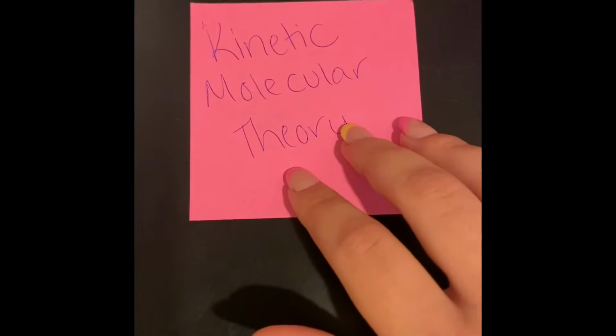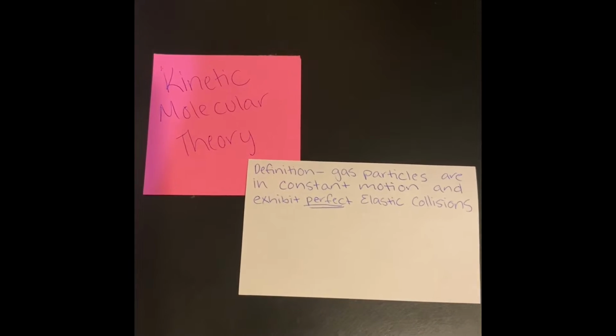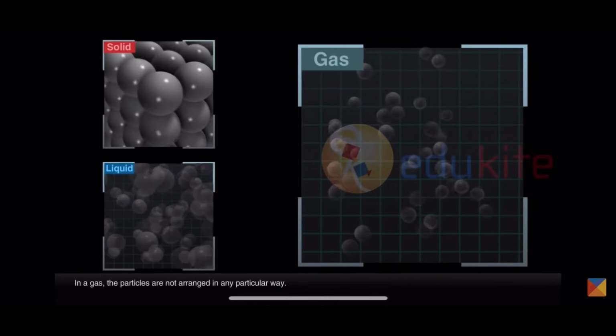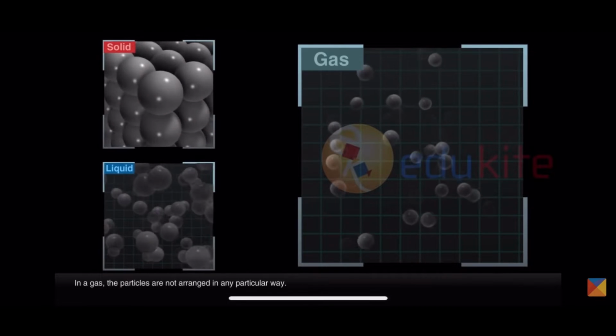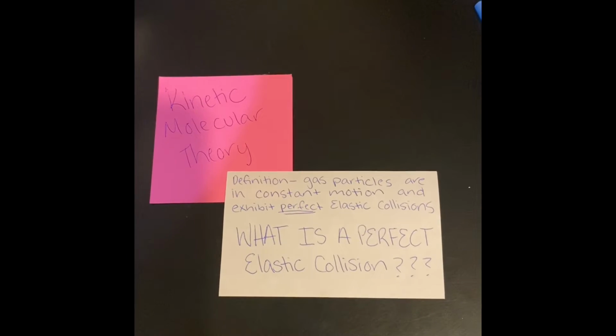Today I'm going to be explaining what kinetic molecular theory is and how it corresponds with the different states of matter. So the definition of kinetic molecular theory is gas particles are in constant motion and exhibit perfectly elastic collisions. So what you're looking at now are gas particles moving in a constant motion. So just take a look at what that looks like. Now back to our definition.